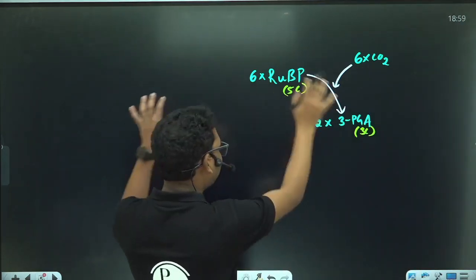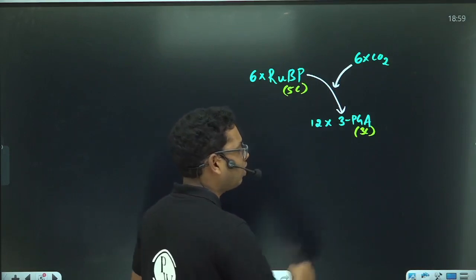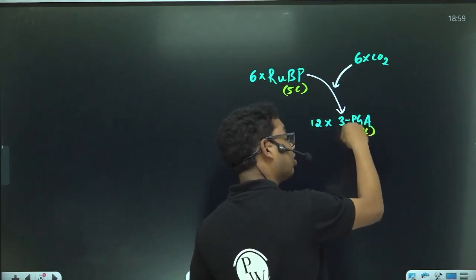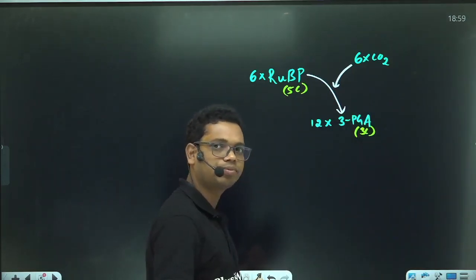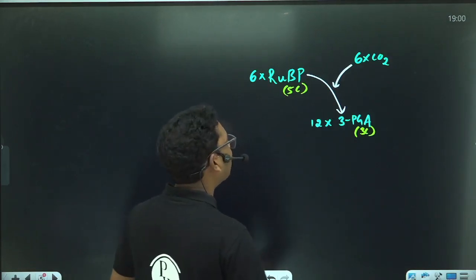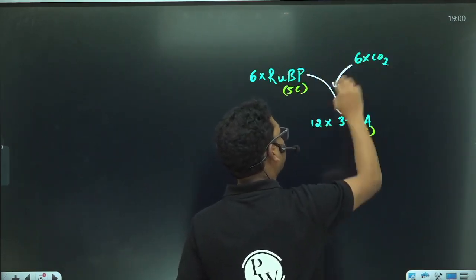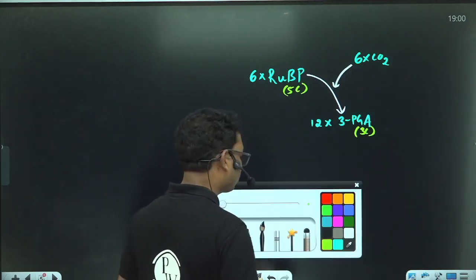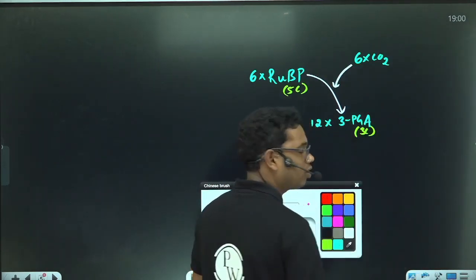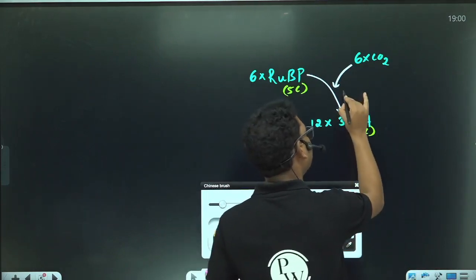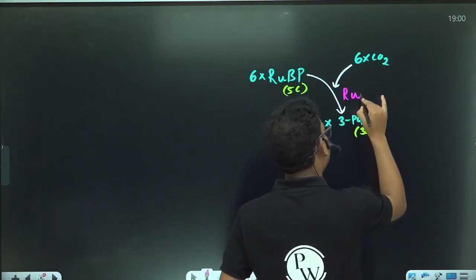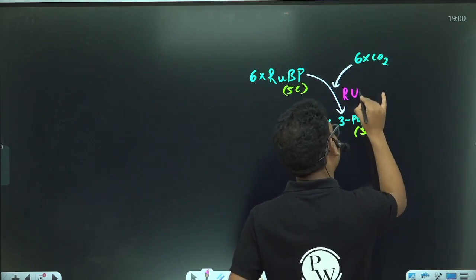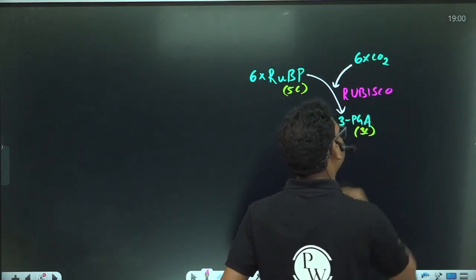Because this cyclic process has a three carbon containing first stable product, this cycle is called the Calvin cycle. Here this molecule is combining with the CO2, that is why this reaction is called the carboxylation phase. And the enzyme that participates here is RuBisCO.